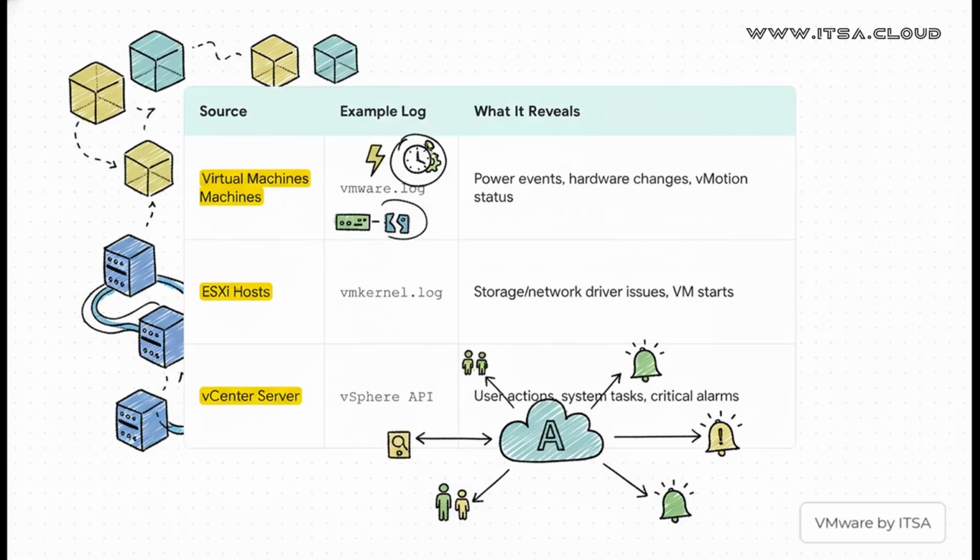Think about it. From a single virtual machine, that VMware.log file tells us everything about power events or vMotion activity. Then you go up a level to the ESXi host, and the vmkernel.log becomes your best friend for digging into deep hardware stuff like storage or network driver problems. And of course, from vCenter Server, the vSphere API is feeding us the whole story on user actions and critical system alarms. Every single source gives you a unique piece of that puzzle.